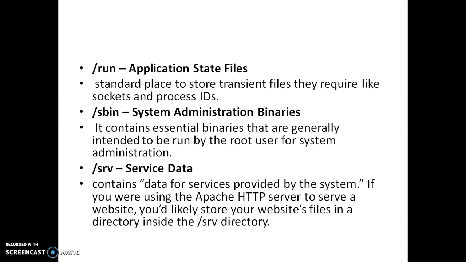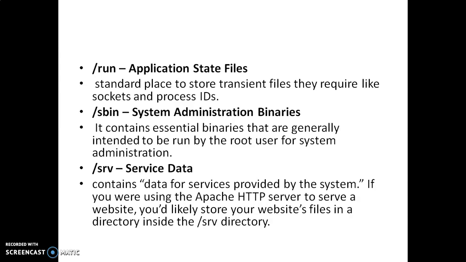Then we have /run, which is application state files, the standard place to store transient files they require, like sockets and process IDs. Then we have the /sbin directory, system administration binaries. It contains essential binaries that are generally intended to be run by the root user for system administration. Basically, sbin is for the root user.